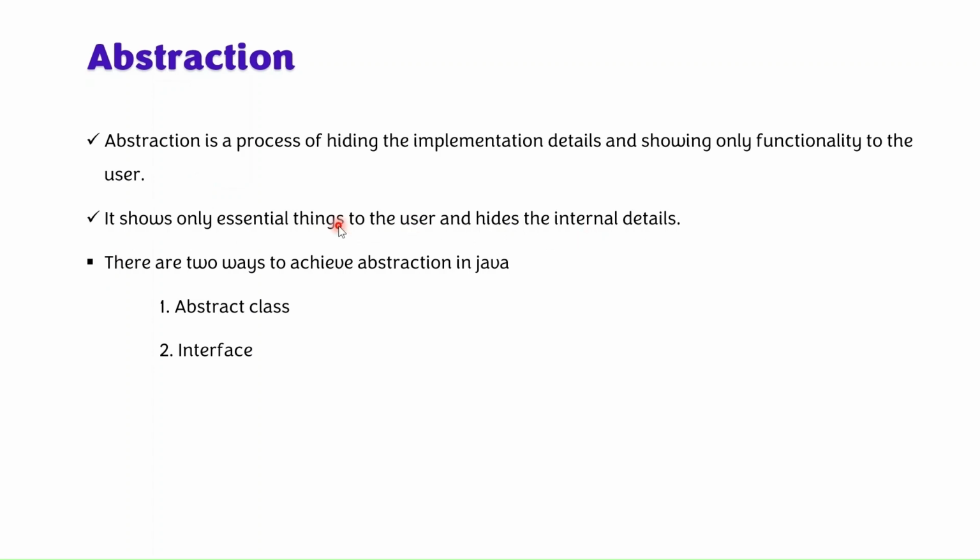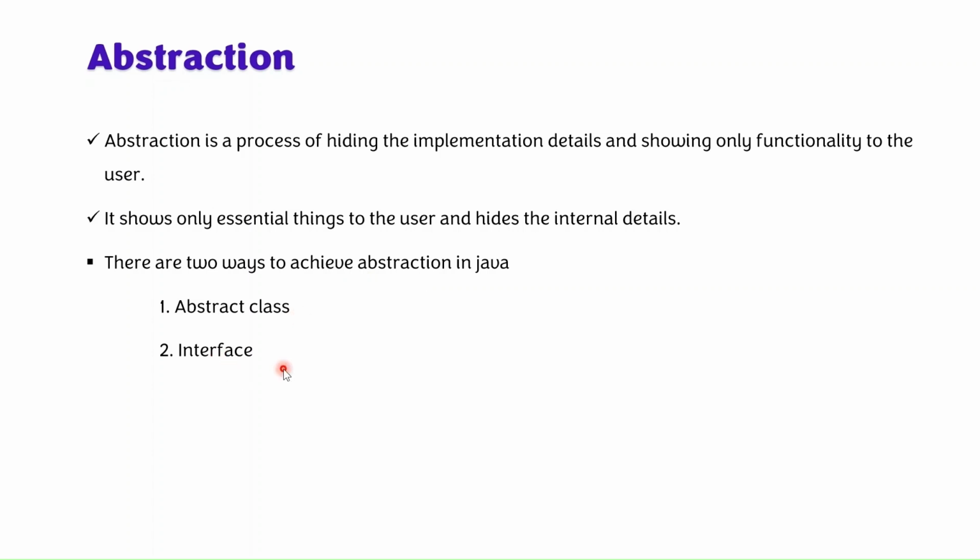I will give a real-time example of abstraction. How the keyboard has been manufactured, we do not know. But what the features of the keyboard are, we should know. That is also considered abstraction. There are two ways to achieve abstraction in Java. One way is abstract class, another one is interface.